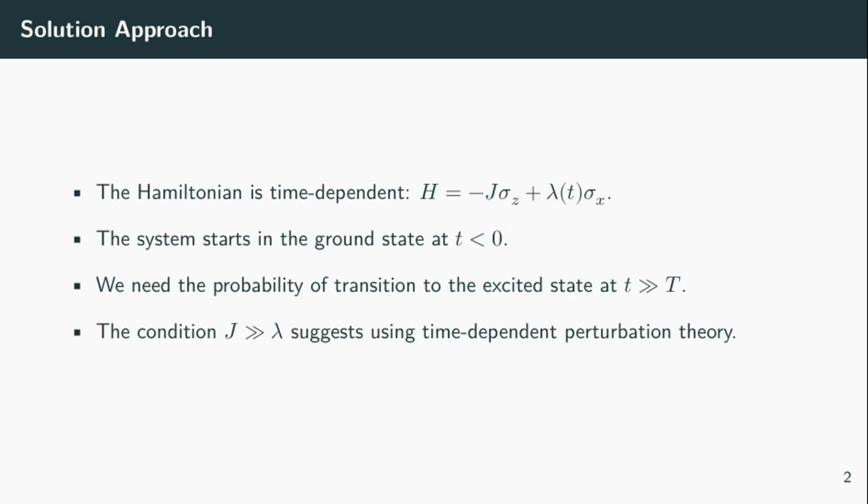Let's lay out our solution approach. First, we recognize that the Hamiltonian is time dependent. It's H equals minus J sigma z plus lambda of t sigma x. We know the system starts in the ground state at time less than 0, and our goal is to find the probability of transitioning to the excited state at a time much later than T. The condition that J is much greater than lambda is a big hint. It suggests that the time-dependent part, the term with lambda, can be treated as a small perturbation. So we should use time-dependent perturbation theory.